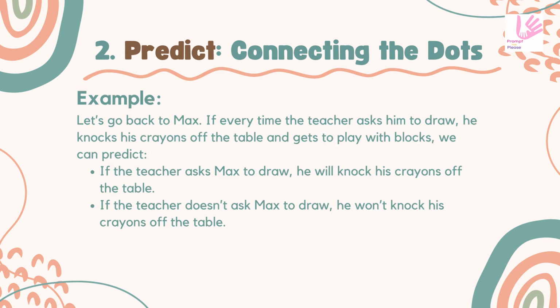So let's go back to Max. If every time the teacher asks him to draw, he knocks his crayons off the table and gets to play with blocks, we can predict that if the teacher asks Max to draw, he will knock his crayons off the table. Or if the teacher doesn't ask Max to draw, he won't knock his crayons off the table. We have connected the dots.